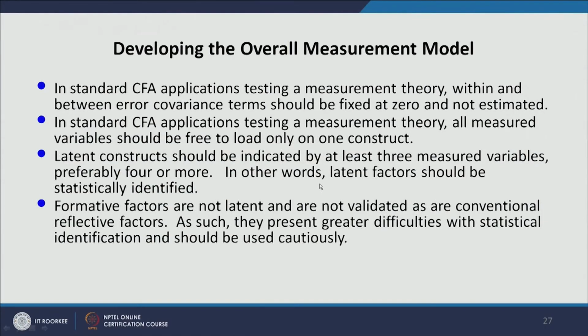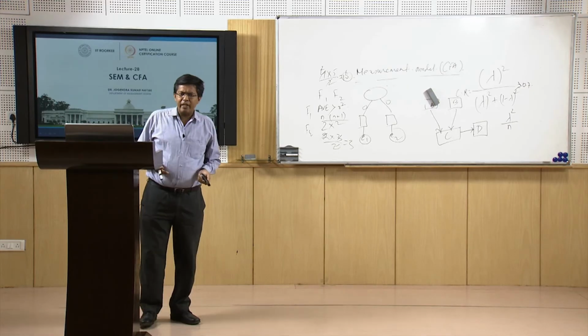So, developing the overall measurement model in standard CFA applications, we are testing, and the latent construct should be indicated by at least 3 measured variables, probably 4 or more is also preferable, right, and they should be statistically identified. Now, there are 2 important things: formative factors and reflective factors. Formative factors are slightly different to reflective factors.